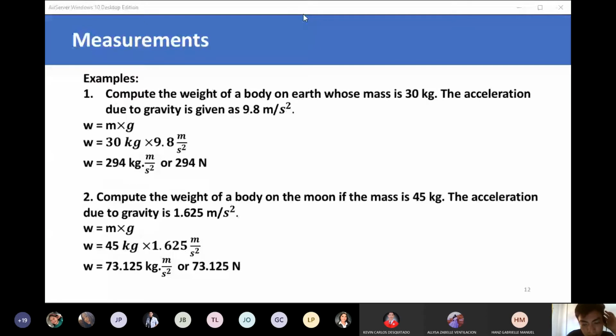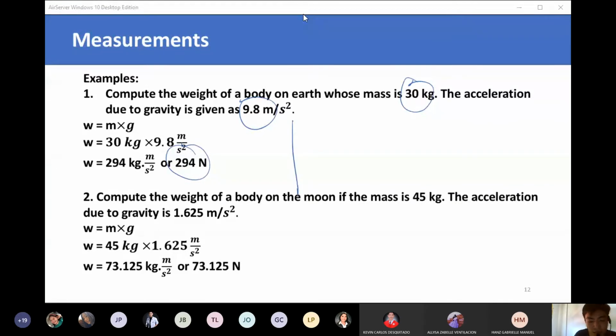So for example, we have a 30 kilogram mass on Earth. What would be the weight? So all you have to do is just multiply your mass with the gravitational constant of the Earth, which is 9.8 meters per second squared. So you end up with 294 newtons.